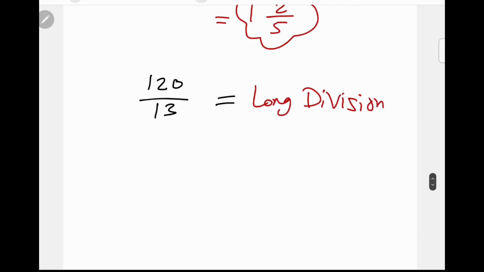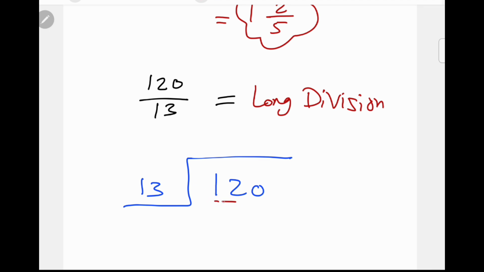How? Let me show you. So the long division says that 120 divided by 13, and the way to do this is to do a kind of test. First of all, 1 doesn't divide 13. Now you take the first two digits. 12 doesn't divide 13. Then you have to take the three digits, and you have to find a number. How many 13s exist in 120?